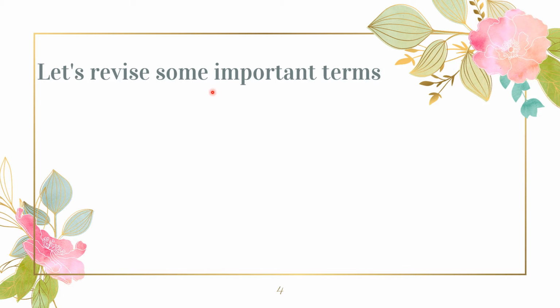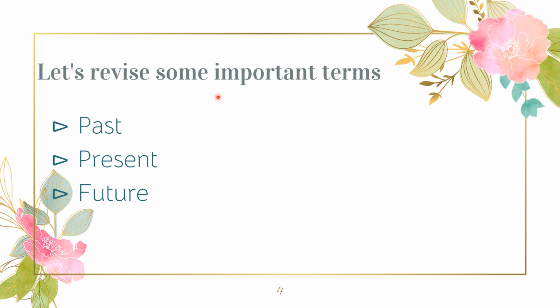Let's revise some important terms. Past. We did it earlier as well. Can you recall what past means in terms of time? Past means something that has happened in the past, that has been done. For example, yesterday I was eating an apple. Yesterday is gone. It's past. Present. Something that is happening now. I am running now. It's present. You are running right now.